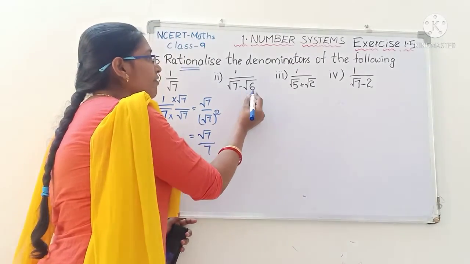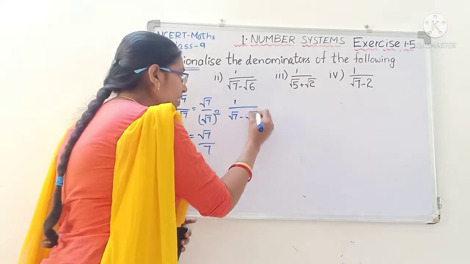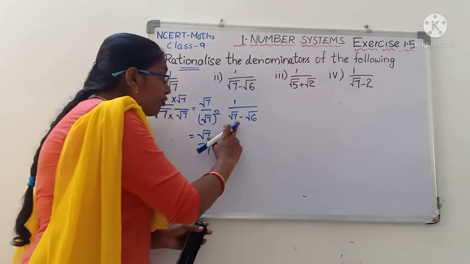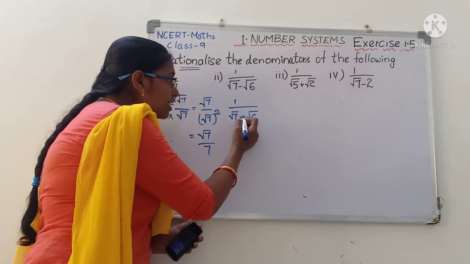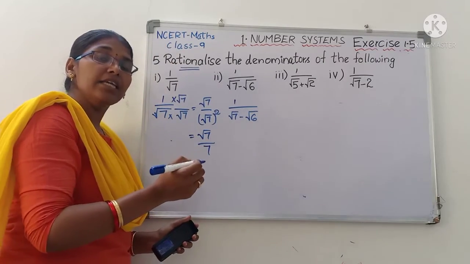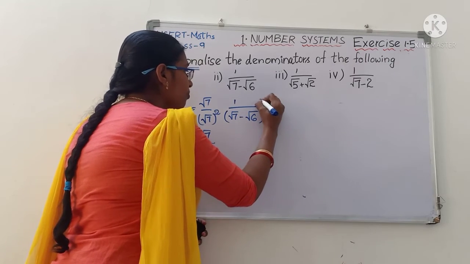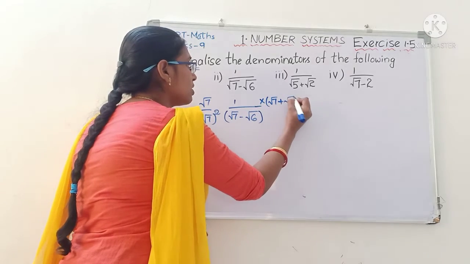Let's solve the second problem. 1 by root 7 minus root 6. How is it children? Yes, it is in the form of root a minus root b. How should you rationalize? Just change the sign and multiply numerator and denominator. Okay children. So multiply numerator with root 7 plus root 6.